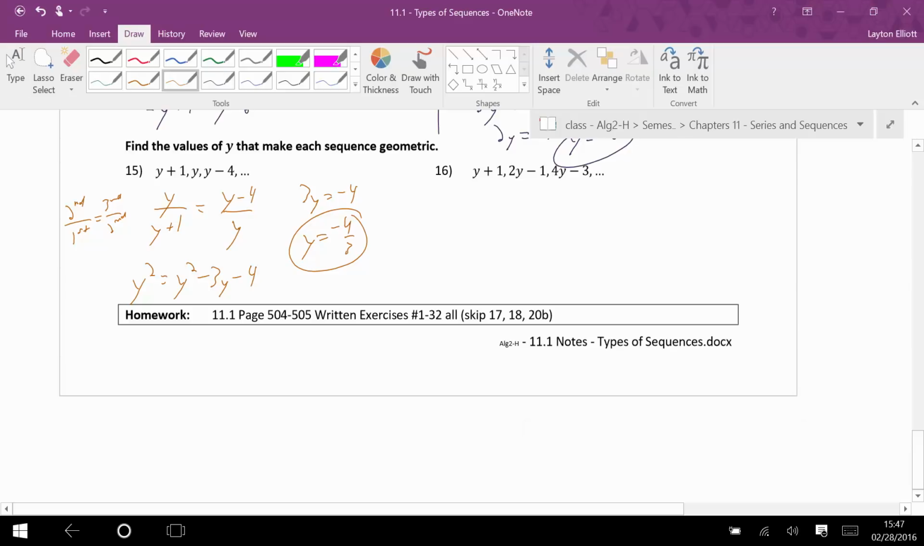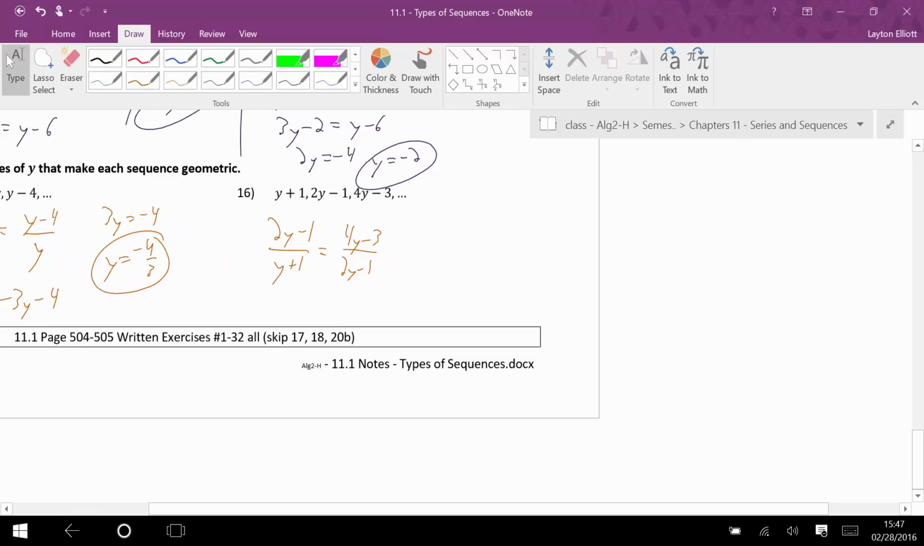And then the last one, same idea. 2y minus 1 over y plus 1 is equal to 4y minus 3 over 2y minus 1. Do some cross multiplying, so I get 4y squared minus 3 plus 1, so plus y, minus 3 plus 4, and then minus 3, and that's going to be equal to 4y squared minus 4y plus 1. The 4y squareds drop out. I get 5y is equal to 4, and y would be equal to 4/5. See you guys.